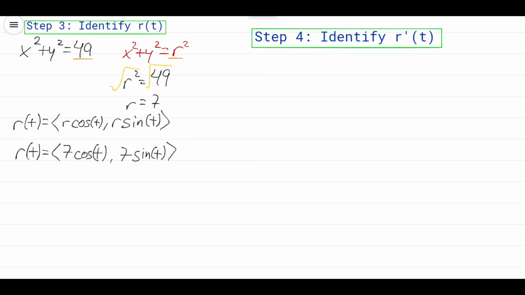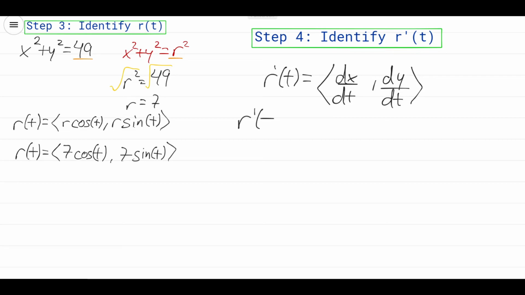So for step 4, we're going to take the derivative of this, so r prime of t. Our r prime of t is equal to dx over dt, comma dy over dt. All we're doing right now is identifying the variables that we're going to plug into our line integral. So for r prime of t, the derivative of 7 cosine of t is negative 7 sine of t. The derivative of 7 sine of t is 7 times cosine of t. And that's our r prime.